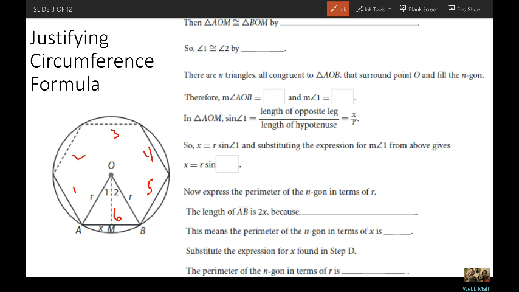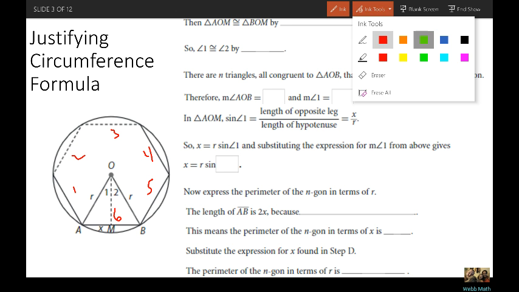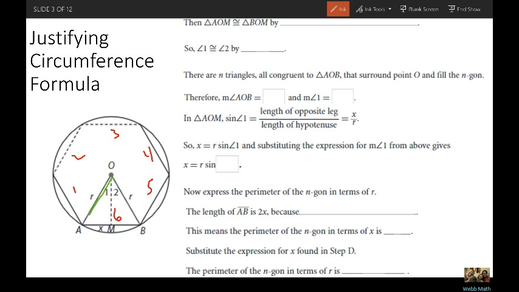So, looking at it, we have this hexagon inside the circle. And as you can see, we carved out this triangle, right? Because a hexagon really is just 6 triangles. So here we have an illustration.